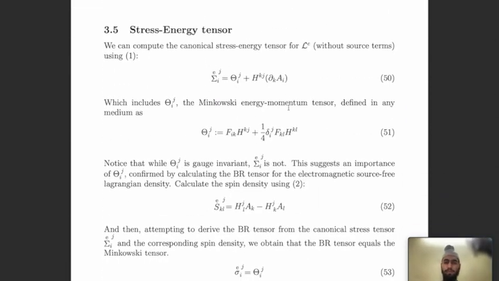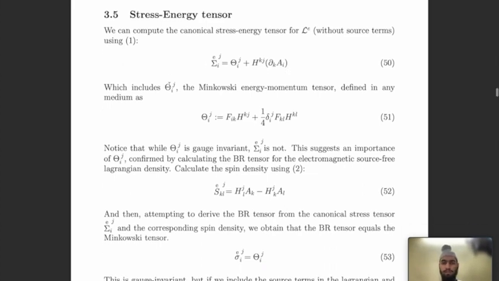We can compute the canonical stress energy tensor for the source-term-free Lagrangian using the definition of the canonical stress energy tensor we discussed back in section 2. And this includes this theta ij, which is the Minkowski energy momentum tensor. This is defined in any medium, in any system, as this expression, and this is defined to be gauge invariant, whereas our canonical stress energy tensor in this situation is not gauge invariant due to this third term.